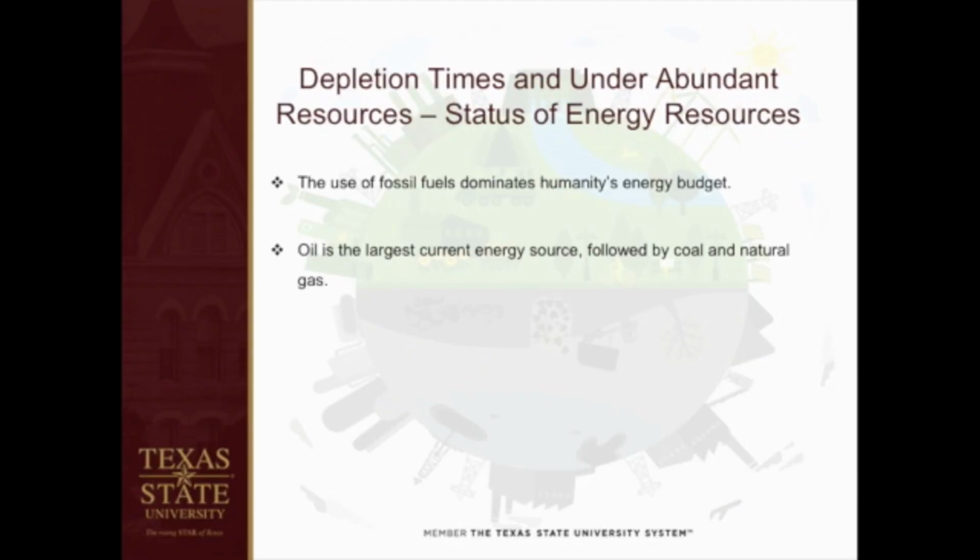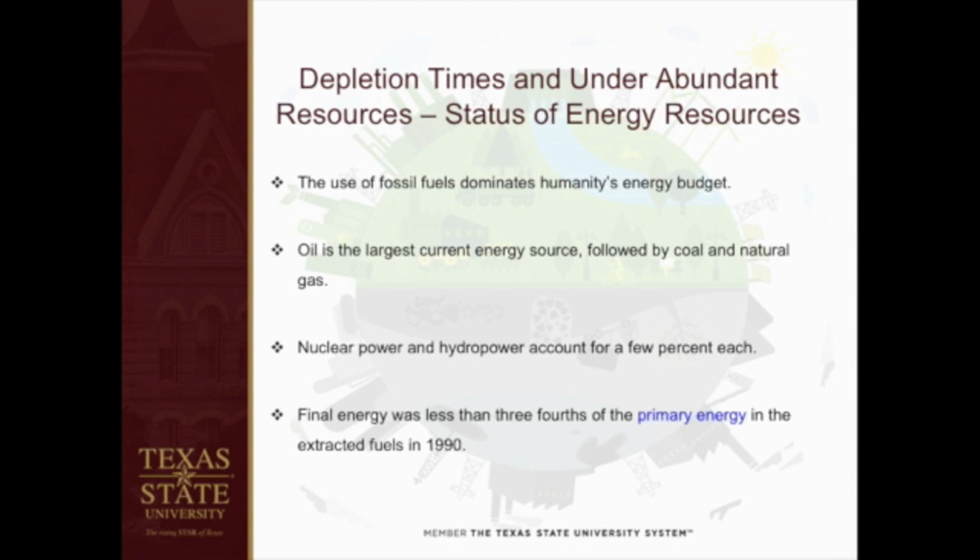So oil is the number one source of fossil fuel. It's followed closely by coal and natural gas. Nuclear energy and hydroelectric account not for a whole lot, a few percentage. And another important thing to know is the percentage of what's called the final energy as compared to the primary energy. So when you extract coal, that coal has some inherent or embodied energy. Now what we use eventually at home and workplace is called the final in the form of electricity. And there's a difference between the two.